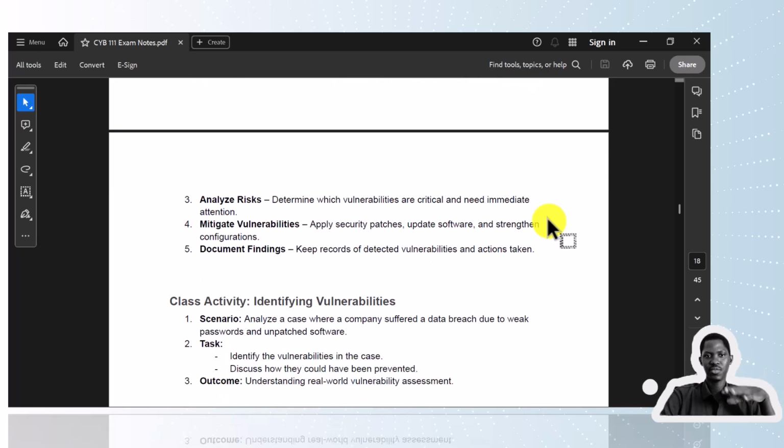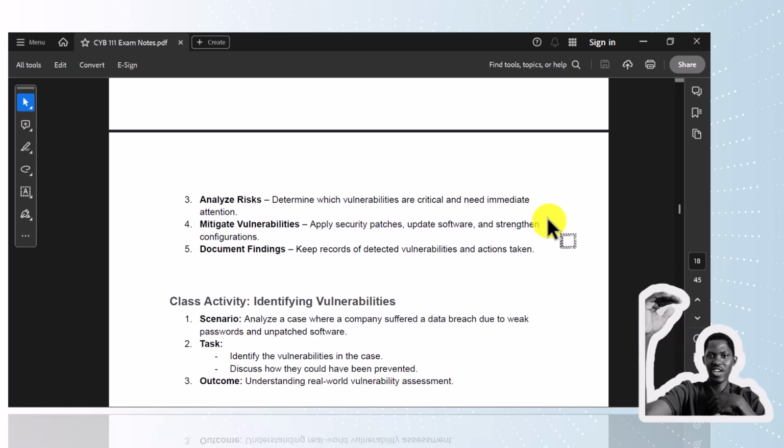Analyze risks. You can see we are still coming back to risk. Risk management, very, very important. So now, after you've identified the assets, you've scanned for the vulnerabilities, you are now going to analyze risks, determine which vulnerabilities are critical and need immediate attention. So that's like you are prioritizing, right? You analyze, you prioritize.